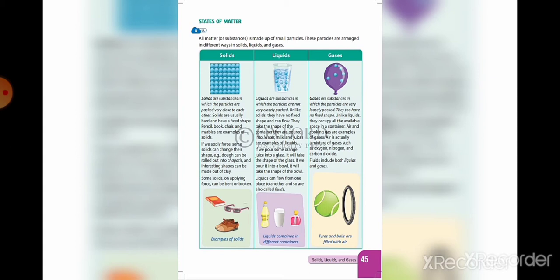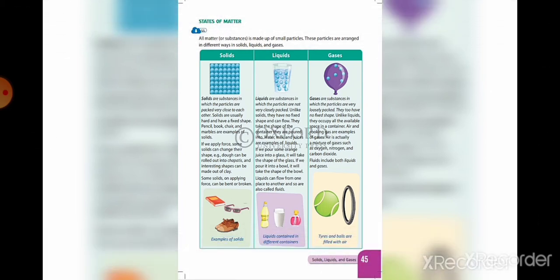Let us see what is solid here. Solids are substances in which the particles are packed very close to each other. You can see in the picture, the particles are packed very closely, tightly packed. Solids are usually hard and have a fixed shape. For example, pencil, book, chair and marbles are examples of solids.